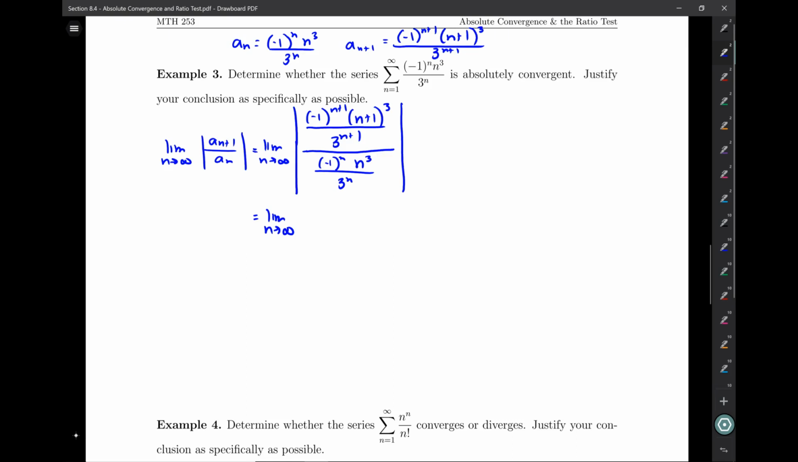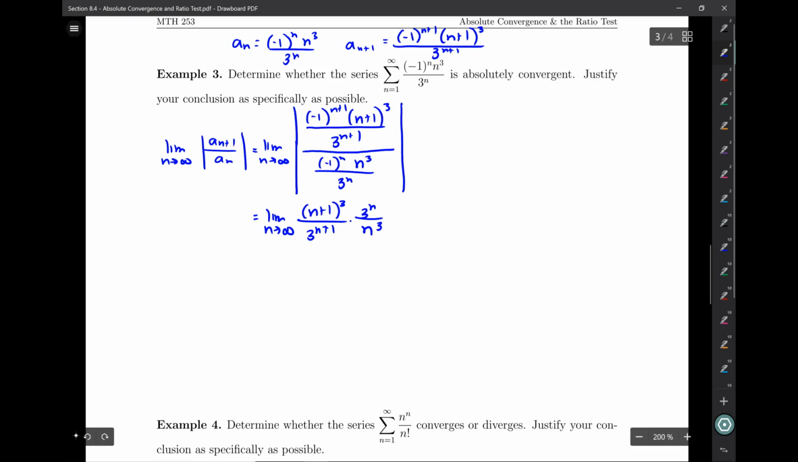I'm going to get rid of the alternating factors, and then I'm also going to rewrite this, instead of the division of a fraction, as the multiplication of its reciprocal. So we'd have (n plus 1) cubed divided by 3 to the n plus 1 times the reciprocal of n cubed over 3 to the n, which would be 3 to the n over n cubed.